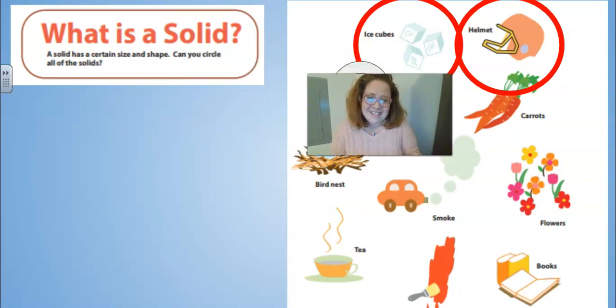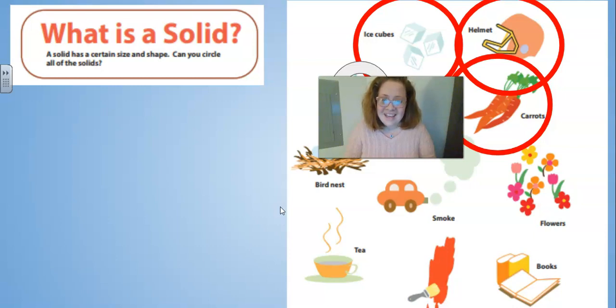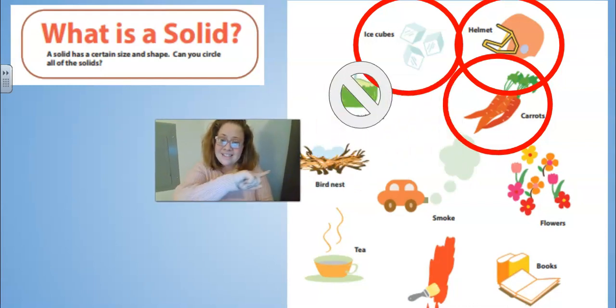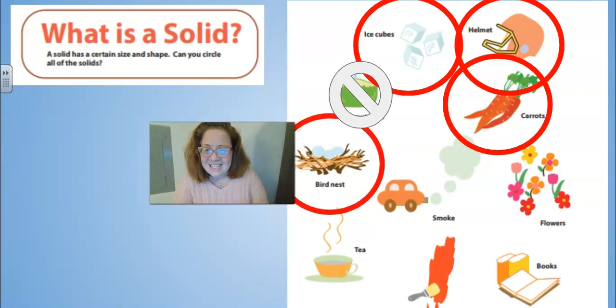Next, we have carrots. Are carrots a solid? Yes or no? Yes, carrots are a solid. Great job. How about a bird's nest? Is a bird's nest a solid? Yes or no? Yes, a bird's nest is a solid.